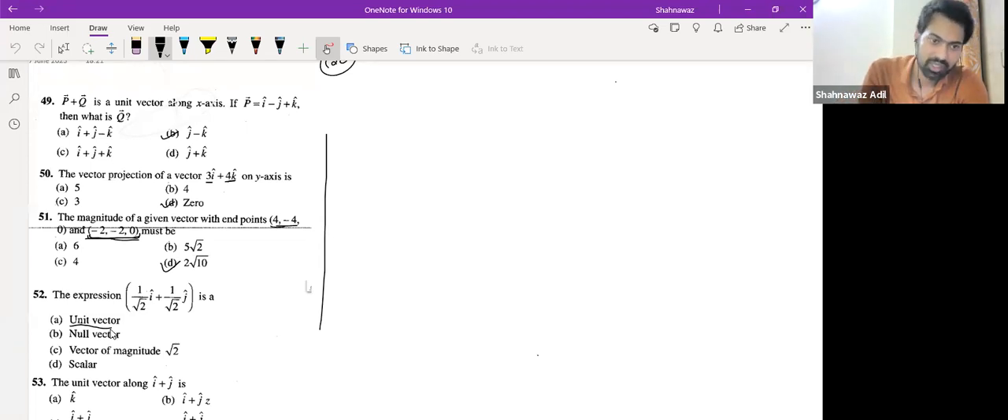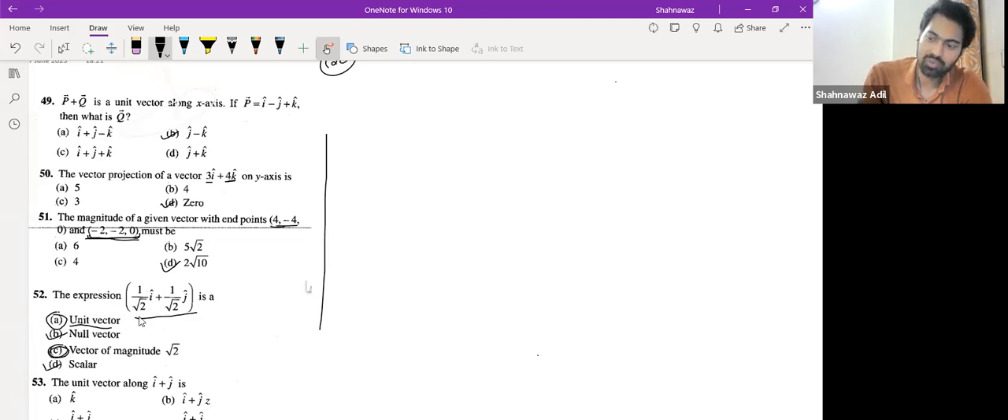And a vector of magnitude root 2, or a scalar. What is a scalar quantity, Rishita? Which has magnitude but no direction, sir. Yes, it contains only magnitude. So we have to check the expression. This is I and J, two different directions, and these are not giving us zero. So this will surely not be a null vector. These are vectors, so this is surely not a scalar. So only these two options could be the answer.